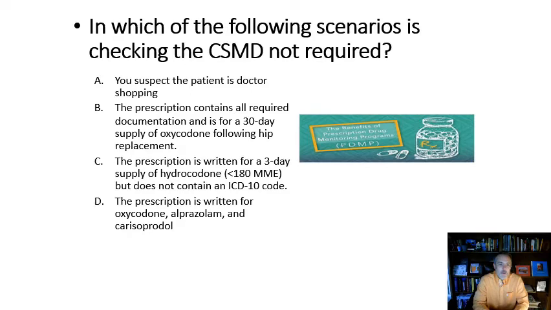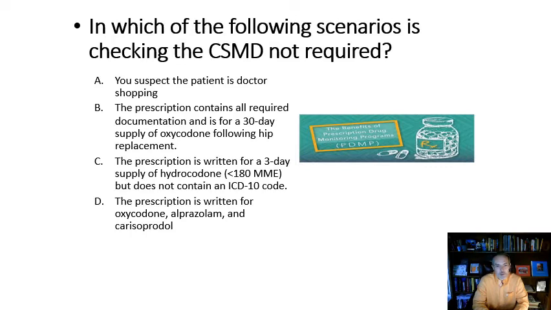Remember, if a prescription is written for 3 days or less at less than 180 morphine milligram equivalents, there's no need to check the CSMD, and there's no requirement to include an ICD-10 code. If you suspect the patient is doctor shopping, you should absolutely check the CSMD. In B, that's an acute pain syndrome, potentially for an opioid naive patient, and you wouldn't want to provide them with a 30-day supply. You'd want to limit their exposure to opioids.